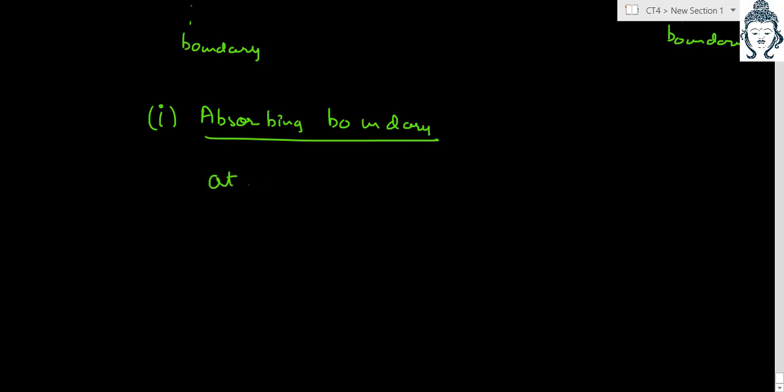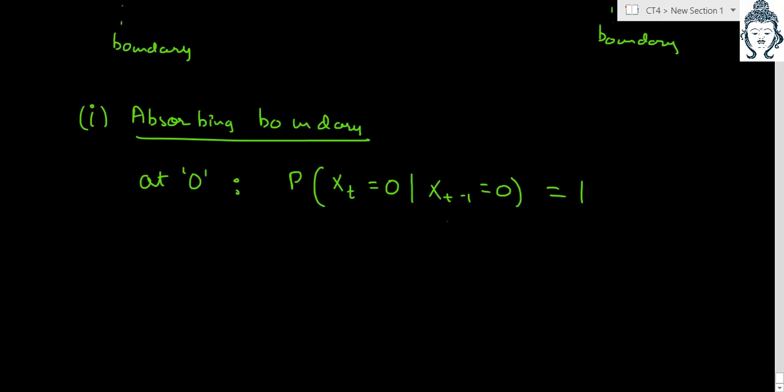Let's say at 0, if I'm defining the absorbing boundary at 0, this would be defined as the probability that xt is equal to 0, given that xt minus 1 was equal to 0, is 1. So once your process reaches 0, it stays at 0 with a probability of 1. So the probability that xt minus 1 was 0 and then xt is 0 is equal to 1. So every time, once you reach 0, you'll keep on being at 0, right? So this is how you can define this boundary.